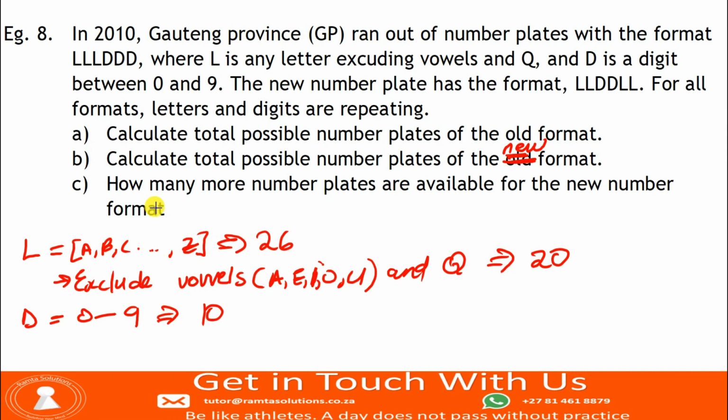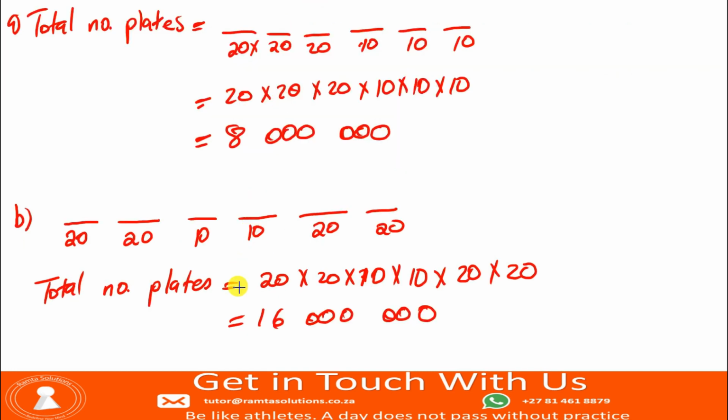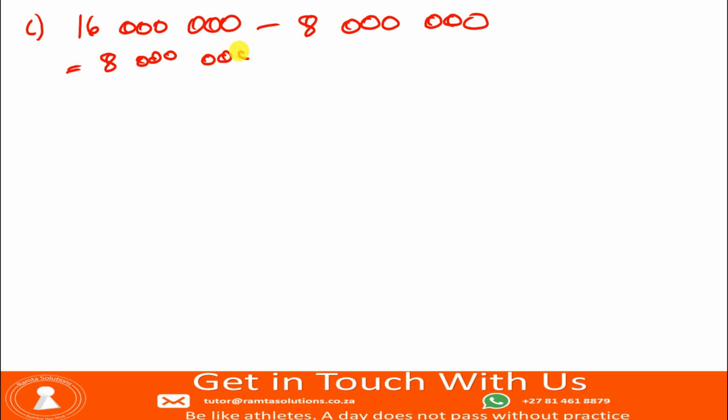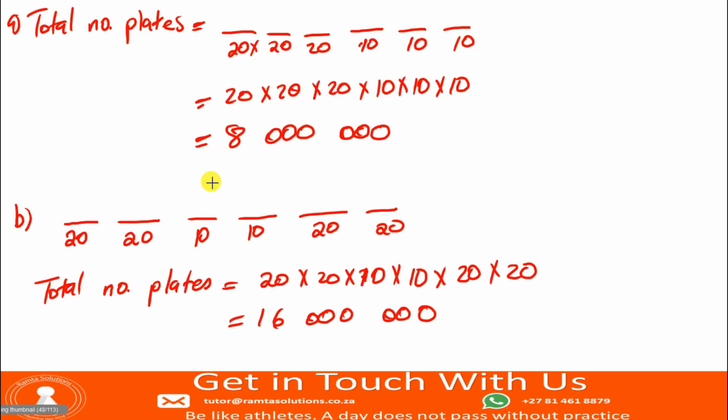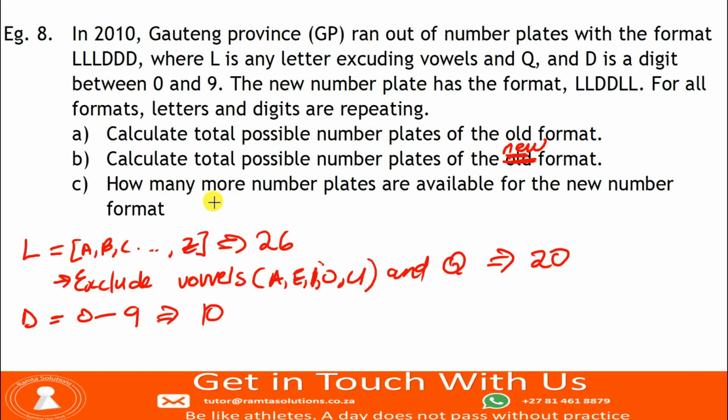Now, question C says, how many more number plates are available for the new number plate format? So, obviously, you compare the two. Which one has the greatest number of number plates? It's the new system. So for this answer, for number C, you will say 16 million minus 8 million. Of course, the answer was readily available. It's simply 8 million, right? Therefore, to answer the question, you're saying there are 8 million more number plates available.